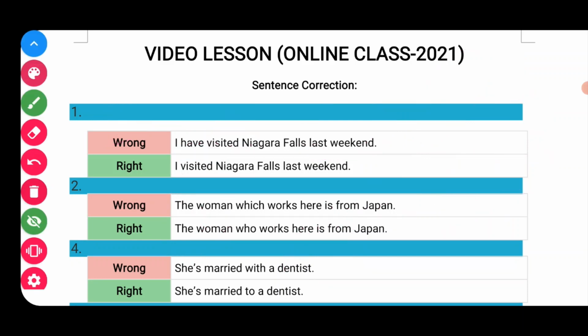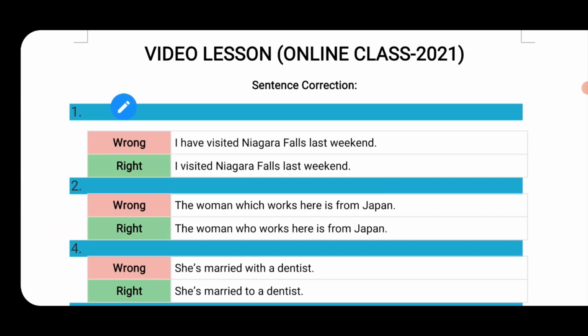Now let us go to the second sentence that we have. Next sentence says, the woman which works here is from Japan. Now, where is the mistake? This one, as you can see, the answer is written over here. Who is written in the right option, right?